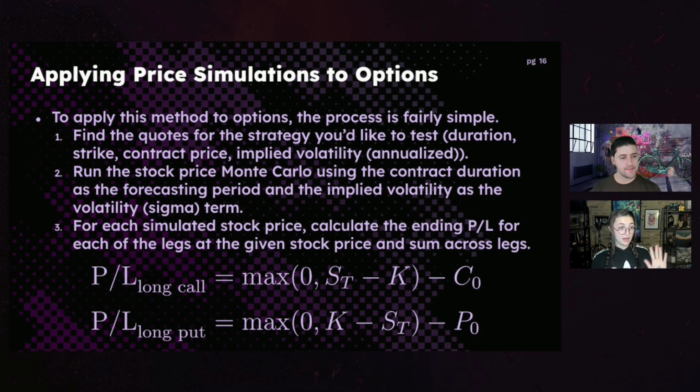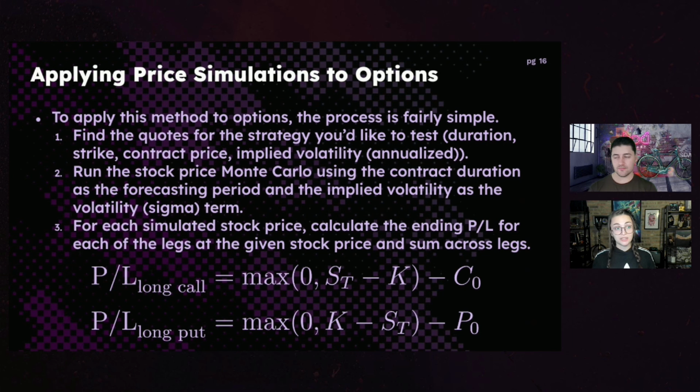So, once we have all that, after we run the Monte Carlo stock price simulations, for each simulated stock price we would calculate the P&L for each of the legs for a given stock, and then sum across all of those different legs. And here I have the P&Ls for a long call and a long put.